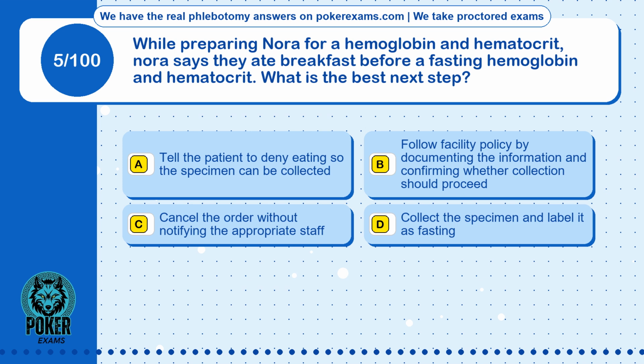Question 5. While preparing Nora for a hemoglobin and hematocrit, Nora says they ate breakfast before a fasting hemoglobin and hematocrit. What is the best next step?